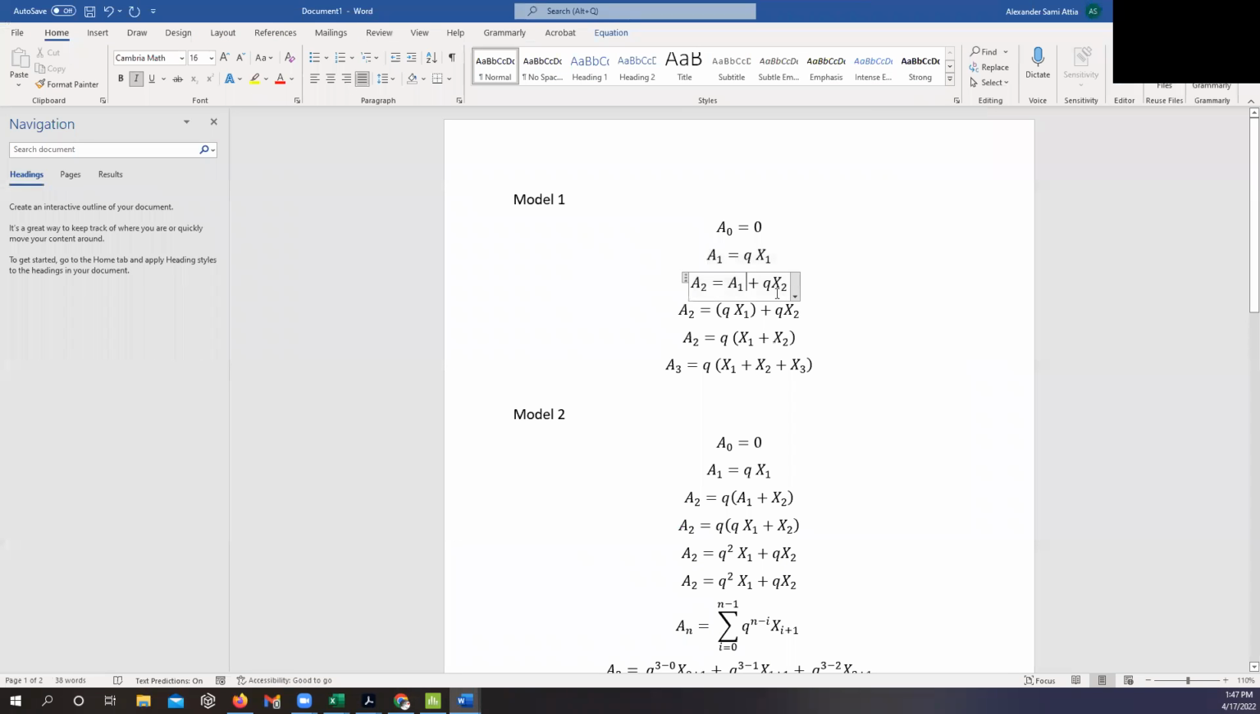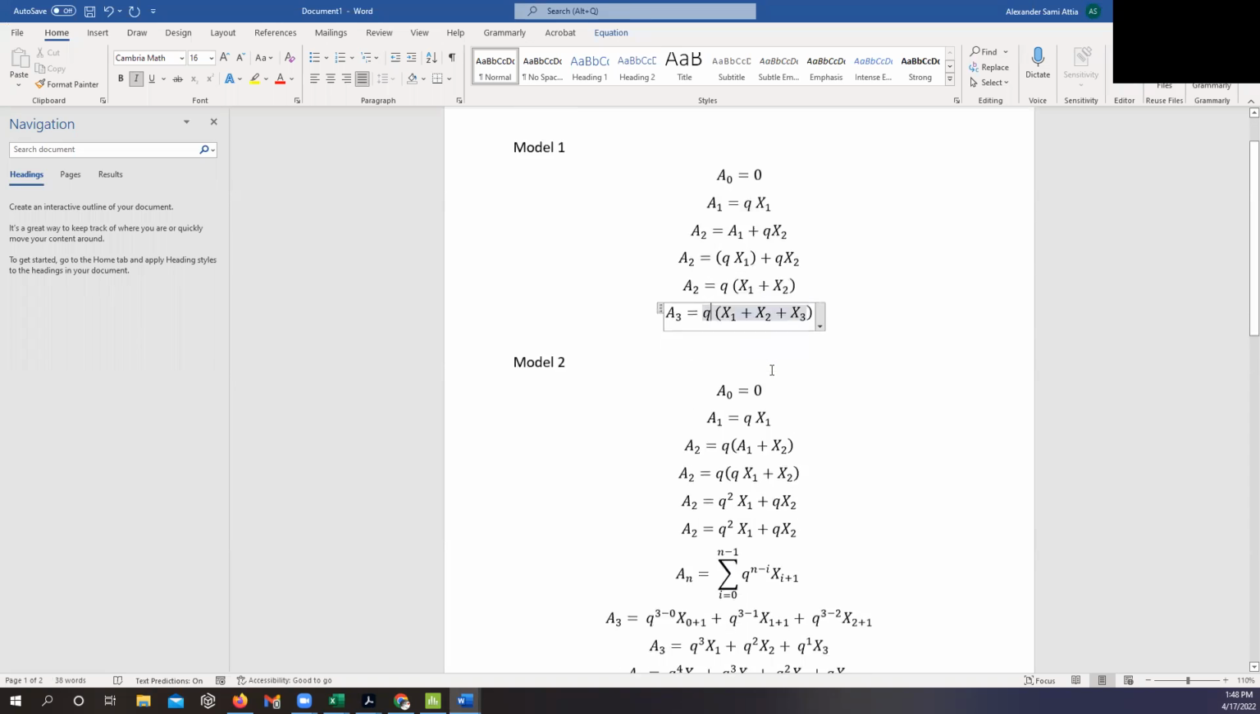If you look at model 1, and this is the algebra behind it, A1 is QX1, so if I substitute it here, I get QX1 plus QX2. I can take Q as a common factor, so I end up with Q times X1 plus X2. When I do A3, the third time after restoration, Q is multiplied by X1, X2, X3. So I'm applying Q once, only one time.